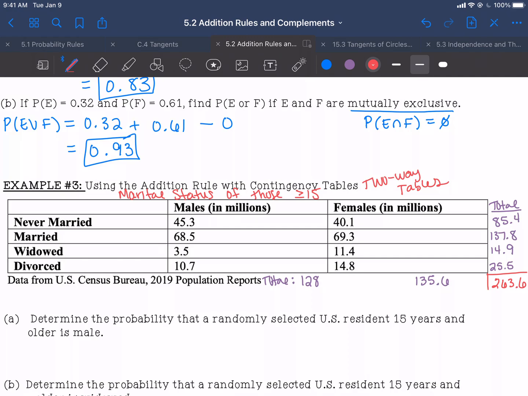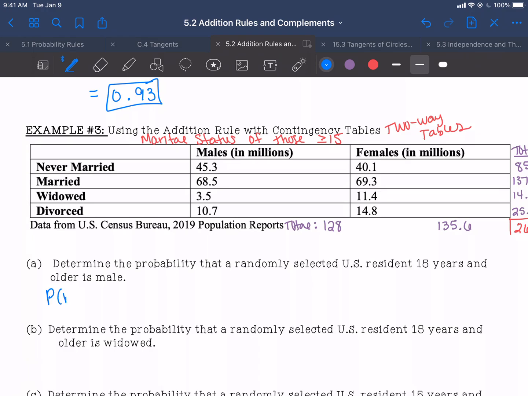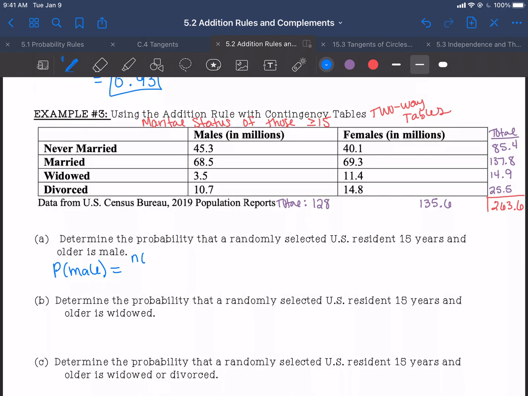So part A, determine the probability that a randomly selected U.S. resident 15 years and older is a male. So to find the probability of a male, we take the number of males and divide it by the number in the sample space. So the number of males total is 128 million divided by the 263.6 million. We don't need to write out million because the millions are going to cancel. So that would be approximately 0.4856, which is 48.56%.